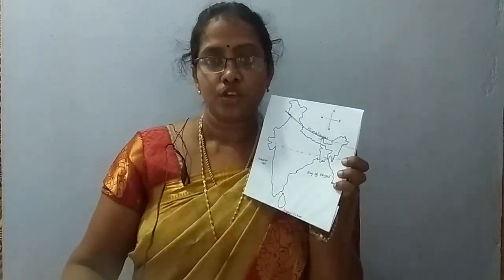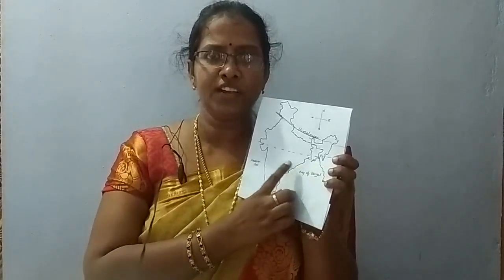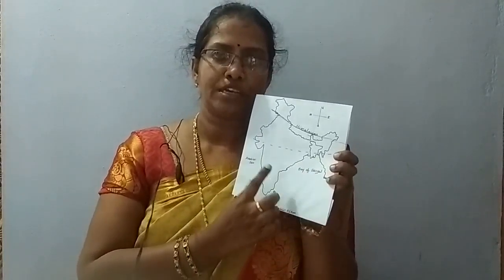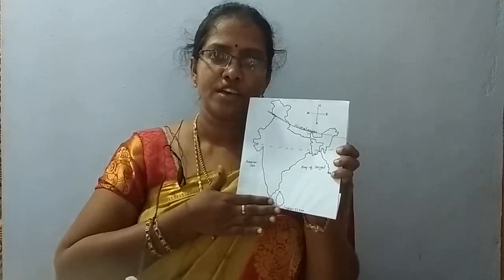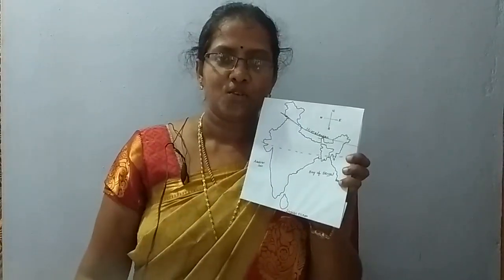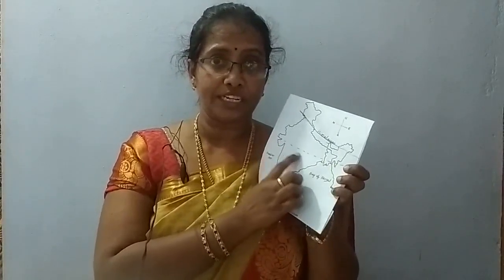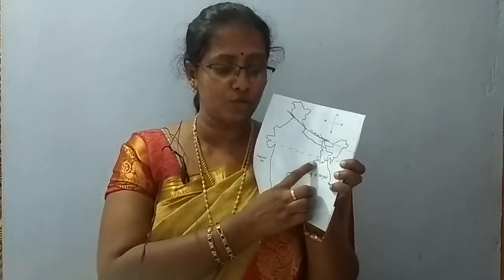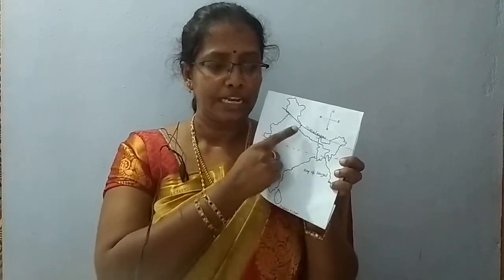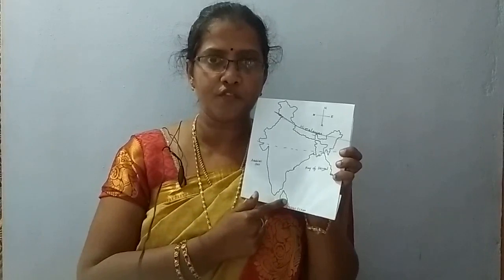Likewise, just before I showed the map, the Tropic of Cancer divides India into two equal parts: the northern part of the Tropic of Cancer and the southern part. This is the 23 and a half degree line, the Tropic of Cancer line. Children, this Tropic of Cancer only divides India into two equal parts.